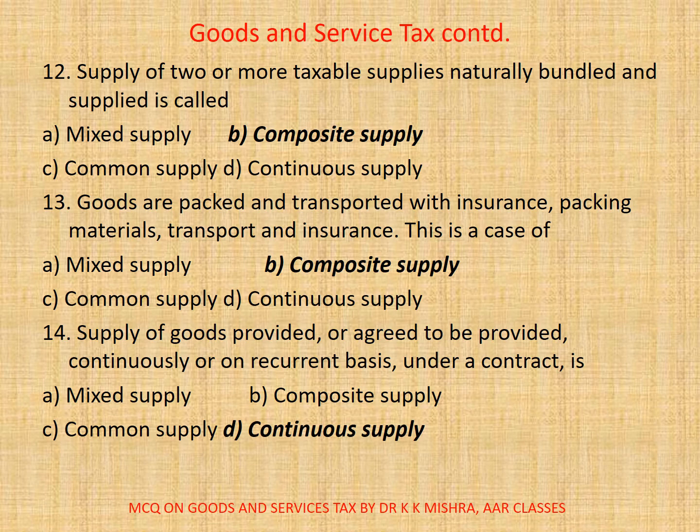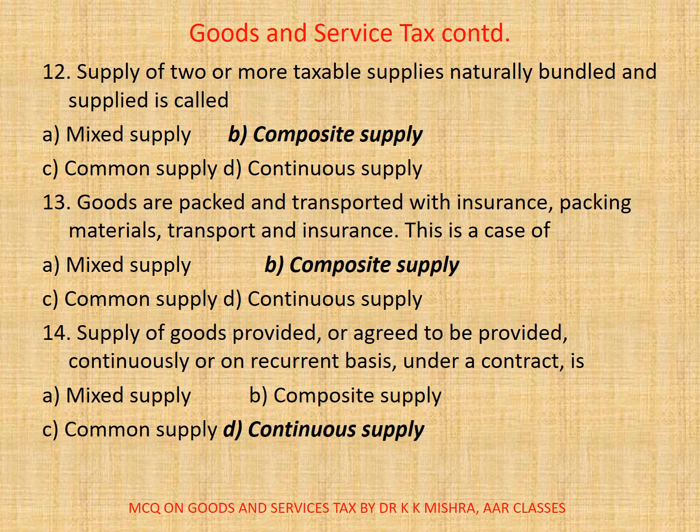13. Goods are packed and transported with insurance, packing materials, transport and insurance. This is a case of A. mixed supply, B. composite supply, C. common supply, D. continuous supply. The correct option is B. composite supply.